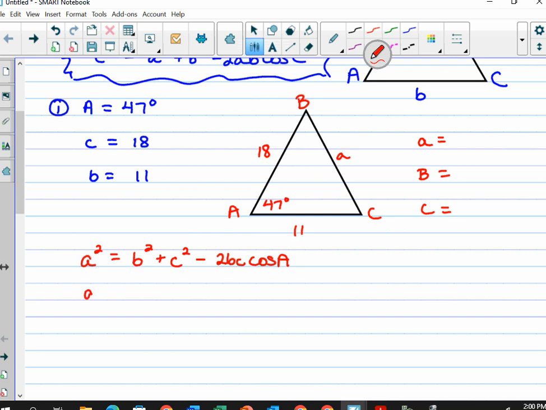All right. So I'm going to plug in what I know. B is 11, so 11 squared plus 18 squared minus 2 times 11.